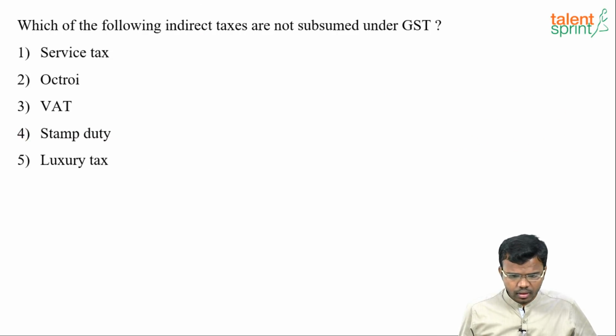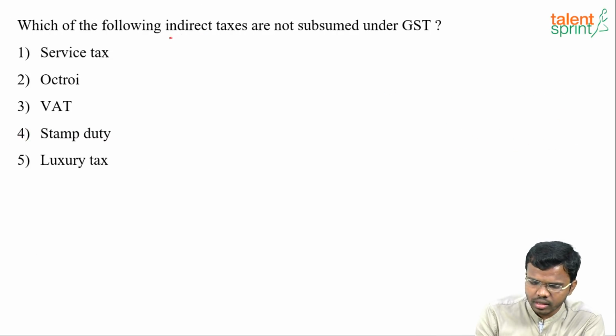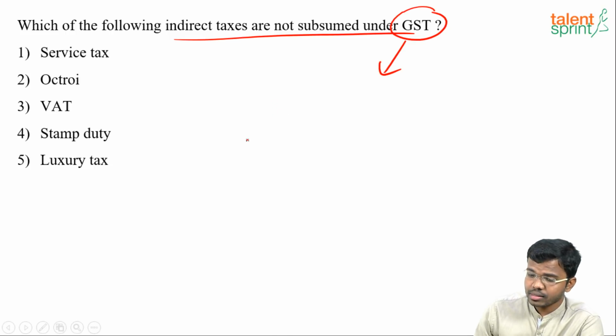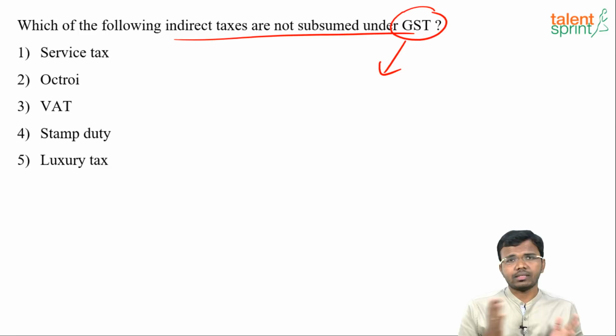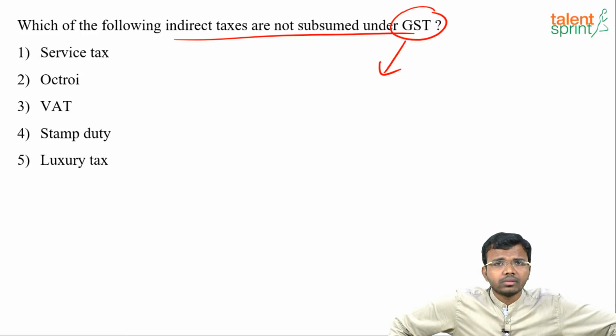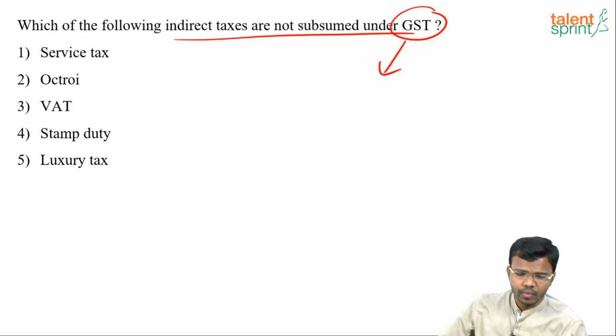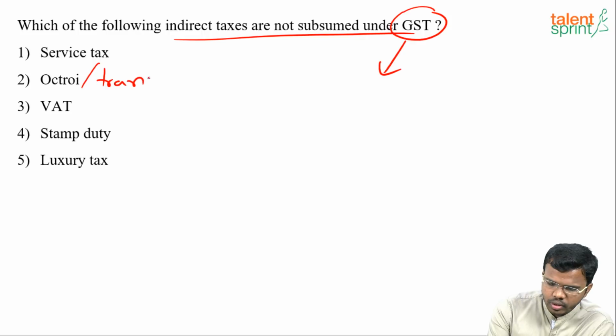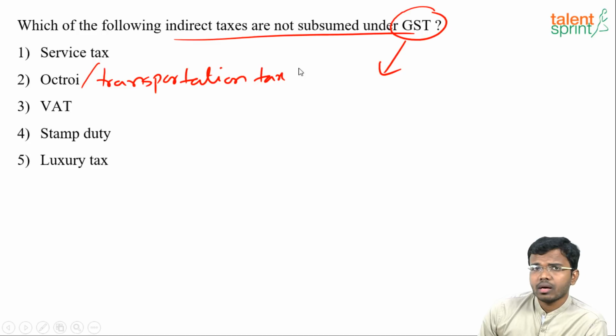Which of the following indirect taxes are not subsumed under GST? Goods and Services Tax. Earlier we had different taxes: central indirect taxes and state indirect taxes. So among these indirect taxes, which of the following is not included under GST is the question. What do you mean by octroi? Octroi means a transportation tax. VAT means value added tax on the value addition it has done.